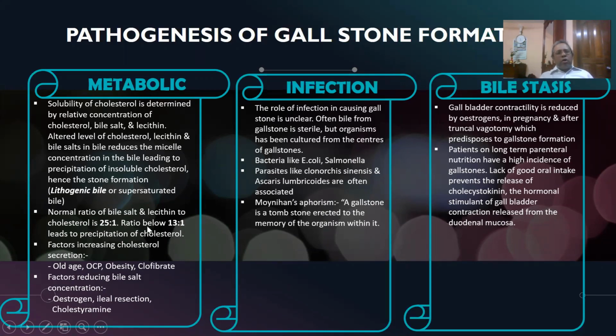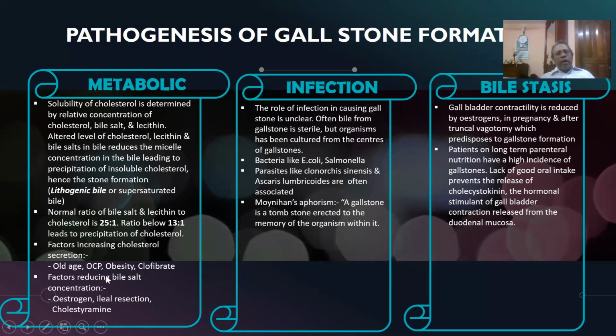If the ratio is below 13:1, then there is a tendency to precipitation of the cholesterol. It is an important thing. When the ratio is altered from 25:1 to 13:1, then the precipitation of cholesterol develops. Factors increasing cholesterol secretion are old age. In old age there is more stasis of the bile and more formation of stones. Oral contraceptive pills, obesity, and those who are taking anti-lipid drugs like clofibrate have a greater tendency to develop cholesterol stones.